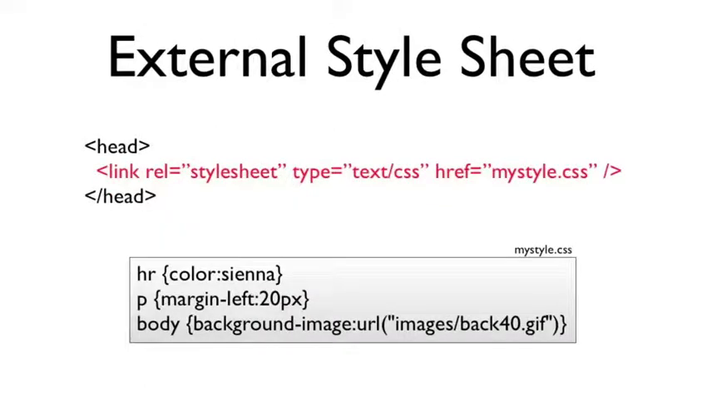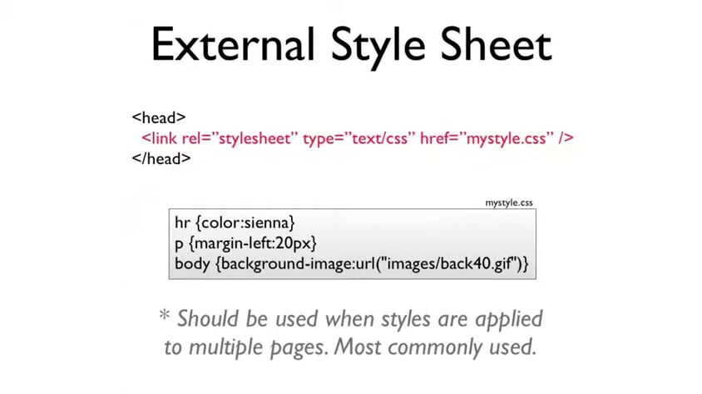The third way to do it, and the appropriate way to do it, I think, is to have a link to an external style sheet. So you see we have a link tag there which calls our external style sheet, mystyle.css, and we have a different file called mystyle.css which includes a style that would be included. Now, this is our most commonly used method, and it's typically used for sites that have multiple pages.